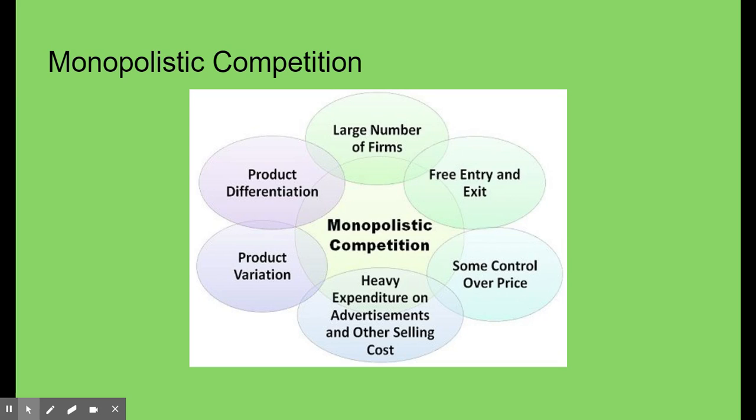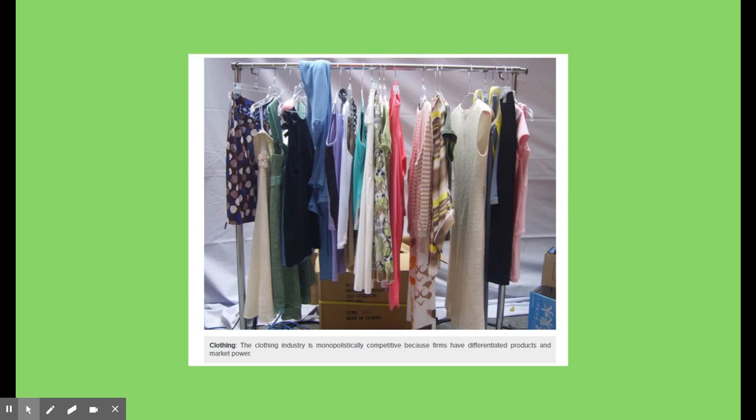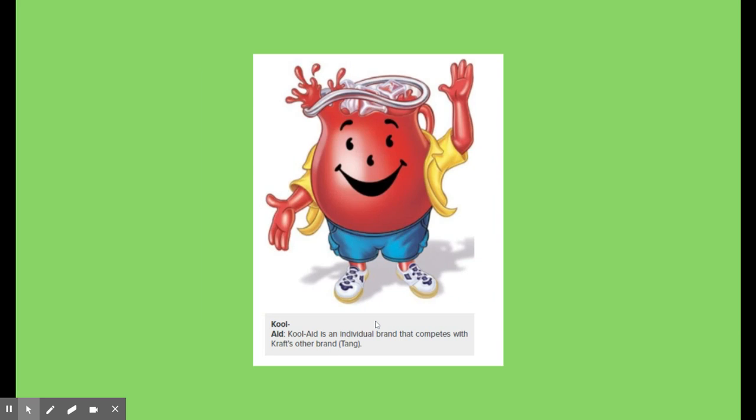So there is product variation. There can be heavy expenditure on advertisement because you need to go out there and convince people that your blue jeans are different. And because you do get this loyal band of people that will buy only your blue jeans, you can charge a little bit more than the marketplace. So you have some control over price. And just like perfect competition has a large number of firms, this monopolistic competition also has free entry and exit into the marketplace, at least compared to other industries. And so clothing is a good example of monopolistic competition because firms have differentiated products and some market power.